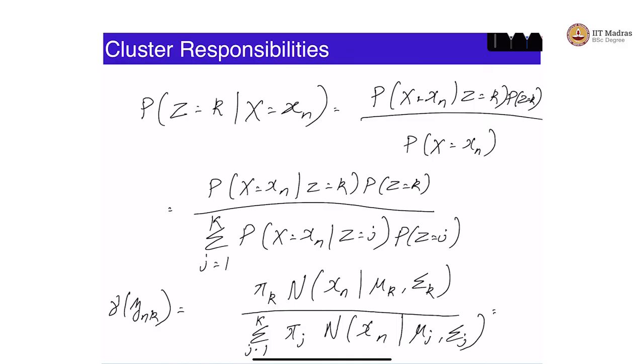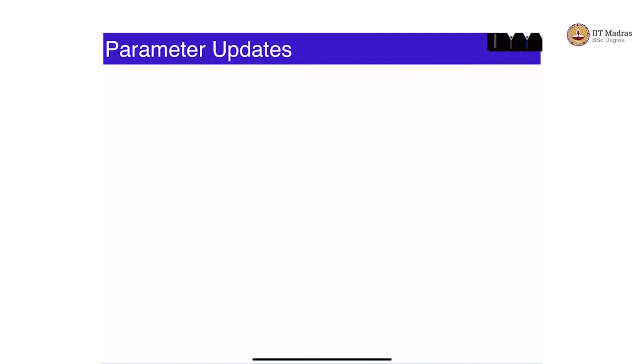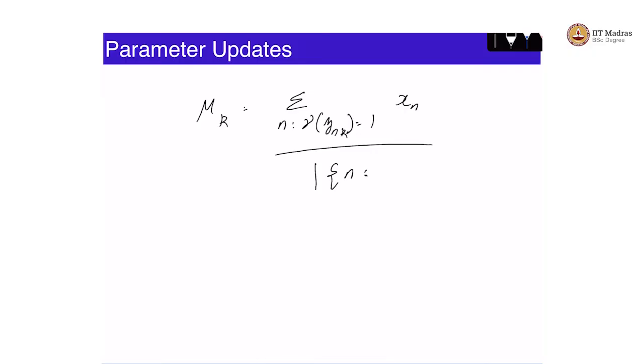How would you do that? Well, you just consider all the data points assigned to cluster k, and you take the sample mean for that. That would correspond to mu k. So mu k would simply be the sum over n such that gamma of z_nk is equal to 1 of x_n, divided by the number of data points assigned to cluster k. That is the cardinality of the set of n such that gamma of z_nk is equal to 1.